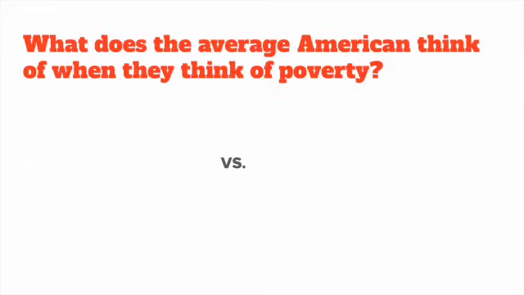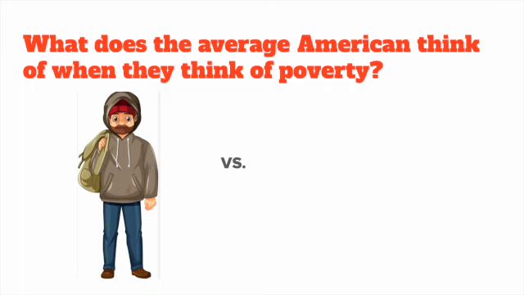So, what does the average American think of when they think of poverty? For most, what comes to mind is a homeless person or somebody that doesn't have enough income to provide for their family. But according to Robert Rector, he argues that the average American often thinks that the word poverty implies significant material deprivation, an inability to provide a family with adequate nutritious food, reasonable shelter, and clothing. And while this is true, many Americans do think of the stereotypical poverty.